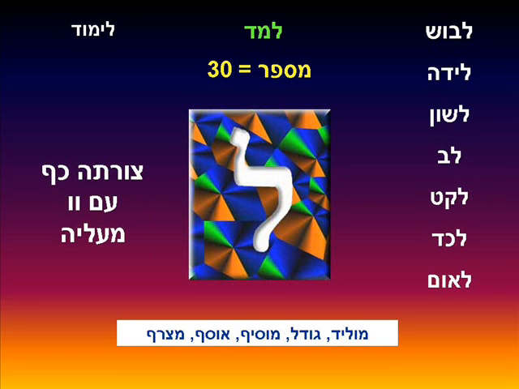Then you have lamed, number 30. Lamed from the word limud, to teach. Because the essence of this letter, wherever you see it in the first position, is to give birth, to grow. And when a person learns, he's growing. And it also has to do with gathering and combining. Because when you gather and you combine, it's a different type of growth. You can grow high, you can grow in abundance, you can grow in numbers.